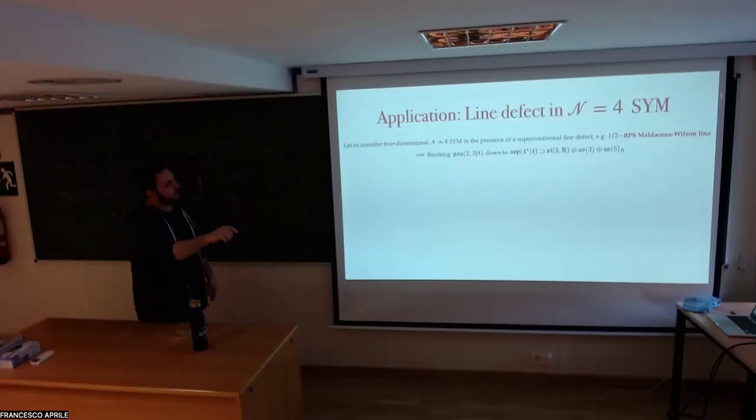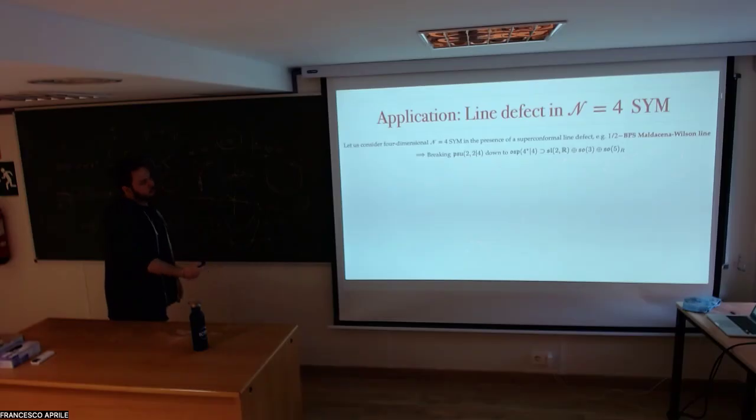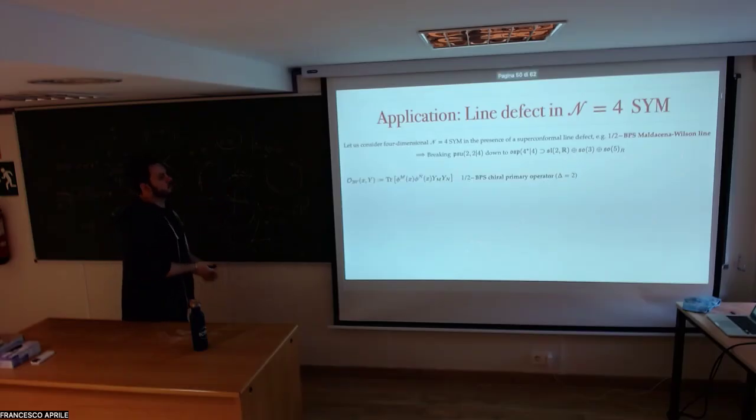We have SO(3), which is the rotation transverse to the defect, and we have SO(5), which is the preserved R-symmetry algebra. And in this setup, we want to consider again the bulk-defect reconstruction. So for the bulk insertion, we consider a 1/2 BPS chiral primary operator. This operator has a protected dimension, in this case equal to 2, so we are choosing the 20' operator.